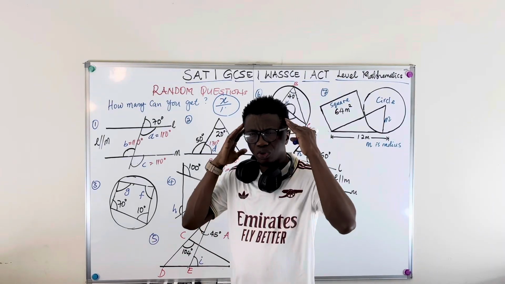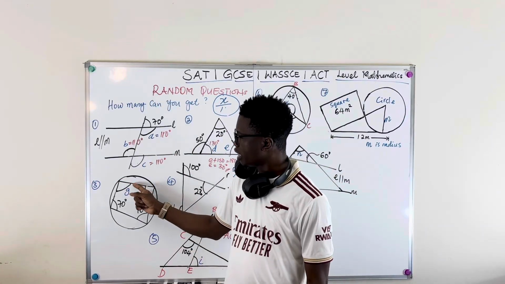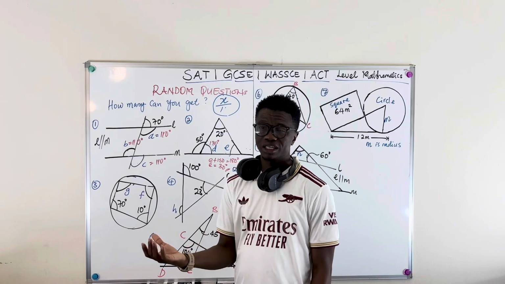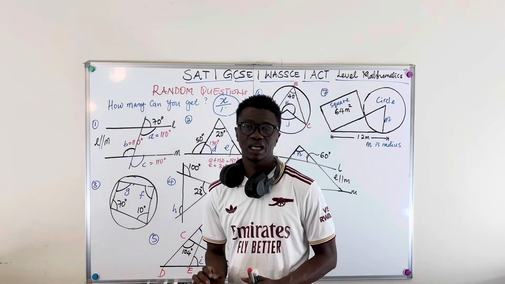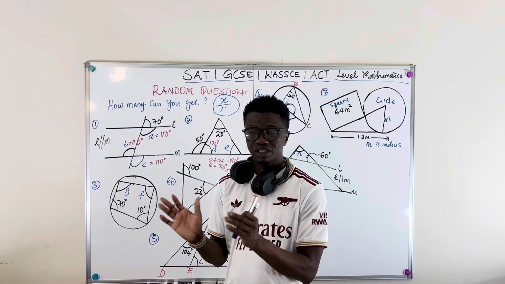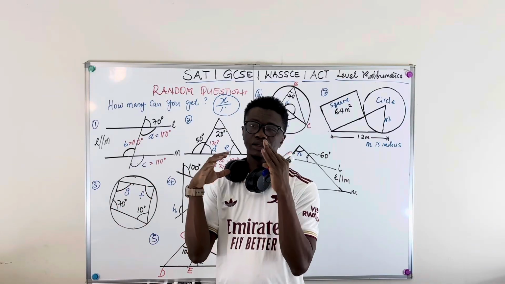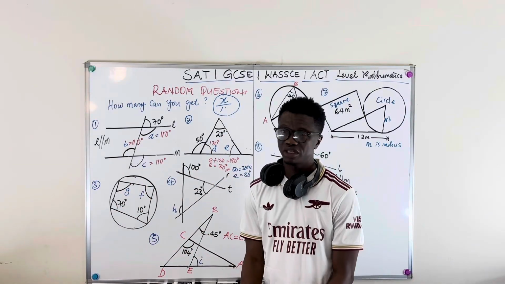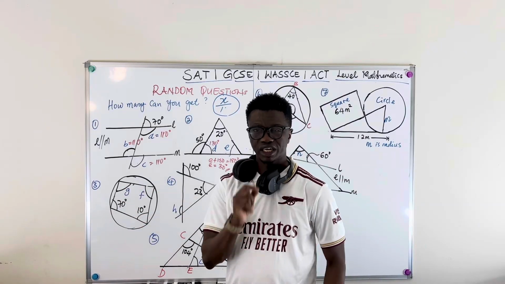And once you know what a cyclic quadrilateral is, you have to know the different properties. For a cyclic quadrilateral, opposite angles are supplementary. They add up to 180 degrees. Supplementary angles are two or more angles that add up to 180 degrees. So this and this should give you 180 degrees.